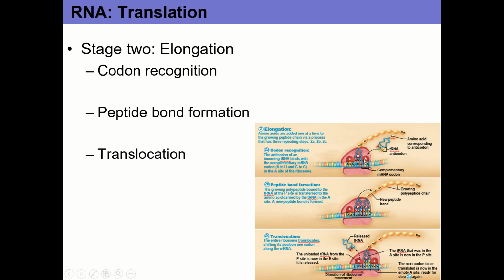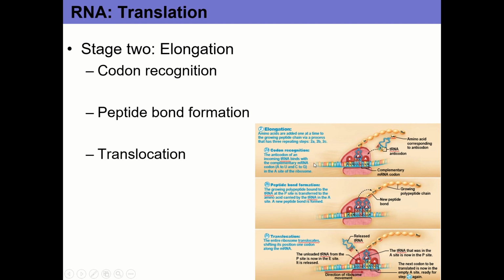The large subunit of the ribosome has three areas, if you will. There's an A region, a P region, and an E region. What those correspond to, effectively, is that your ribosome is going to move from left to right.